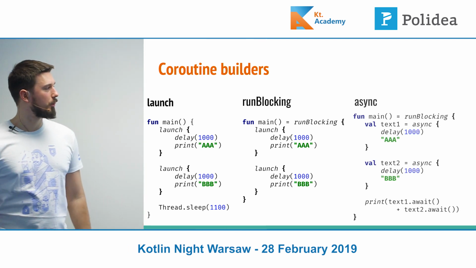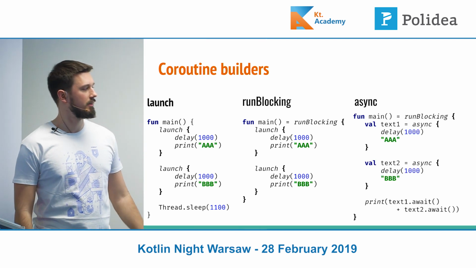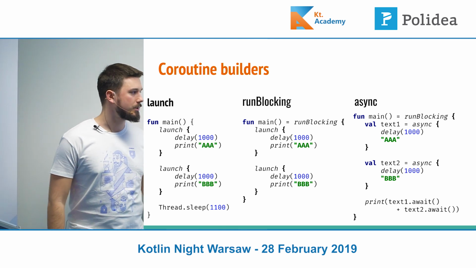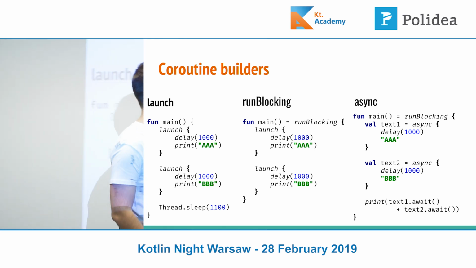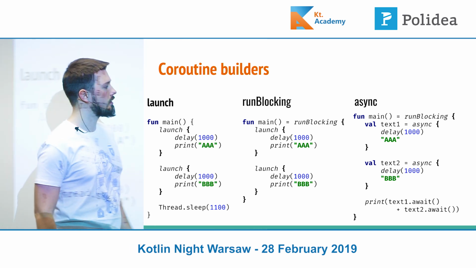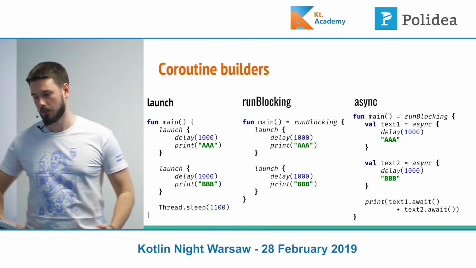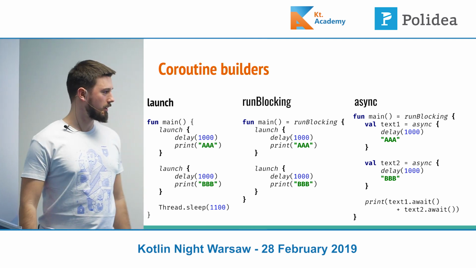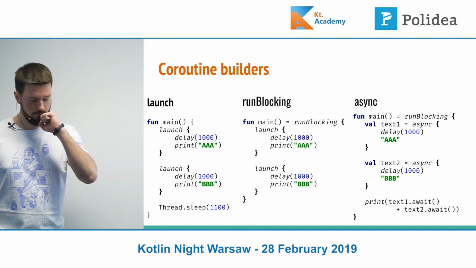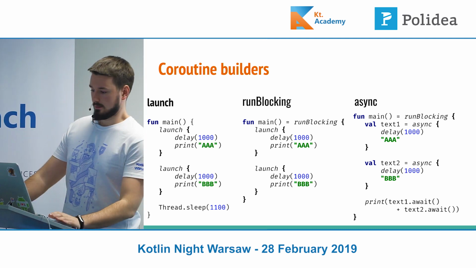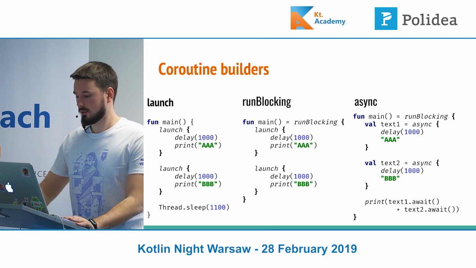And the last popular coroutine builder is async, which is like a launch, but for a value. Async has its await, which returns a value, and async is there for a value. There are many consequences of that. For instance, errors are thrown in await, not in async. So we have three coroutine builders.